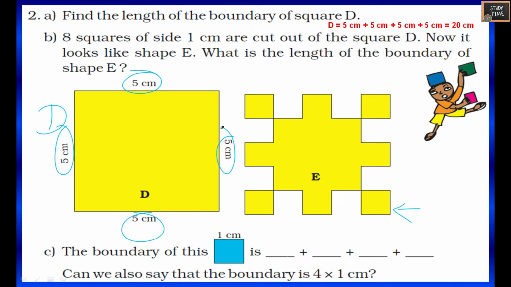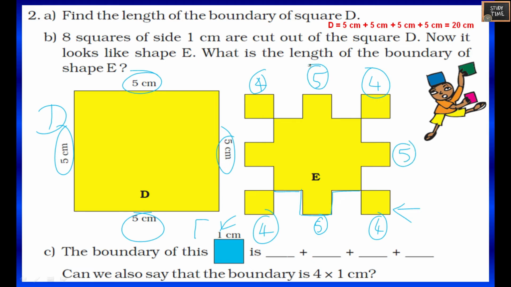So here this is the piece that is cut out. So here you will be getting 4 sides, here 4, here 4 and here 4. So each side is 1, 2, 3, 4, 5. So totally this side you will be getting 5, this side you will be getting 5, this side 5, and here it is 5.